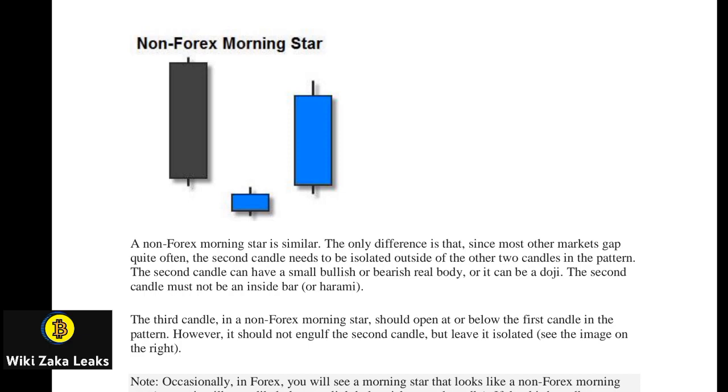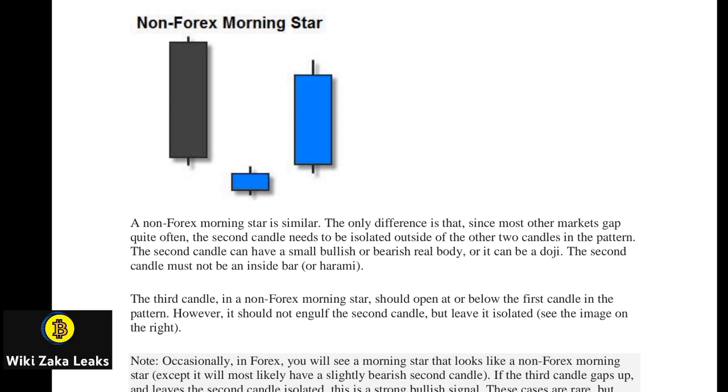Okay, the non-forex morning star is similar. The only difference is that since most other markets gap quite often, the second candle needs to be isolated outside of the other two candles in the pattern. The second candle can have a small bullish or bearish real body, or it can be a doji. The second candle must not be an inside bar. The third candle in a non-forex morning star should open at or below the first candle in the pattern. However, it should not engulf the second candle but leave it isolated.